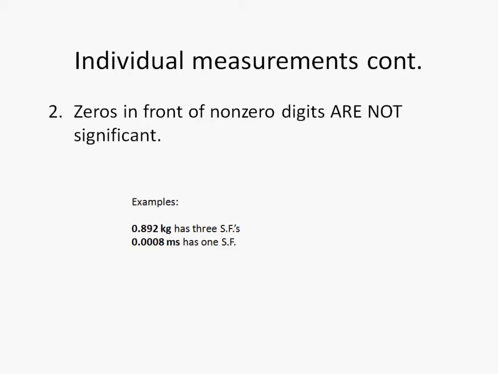Second rule, zeros in front of non-zero digits are not significant. So, in the example of 0.892 kilograms, there are only 3 significant figures. The 0 in front does not count. Just as 0.0008 milliseconds also only has 1 significant figure for the same rule. Leading zeros, zeros in front, zeros to the left, however you want to say it, if they are in front of non-zero digits, they are not significant.